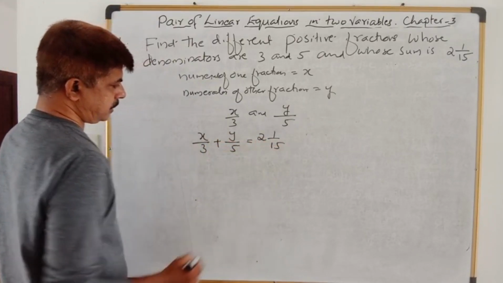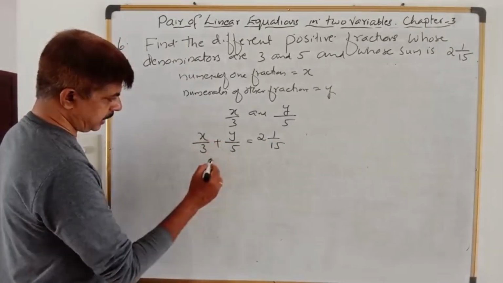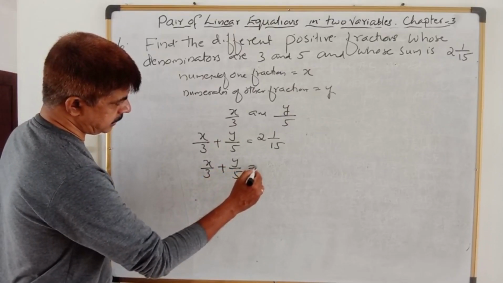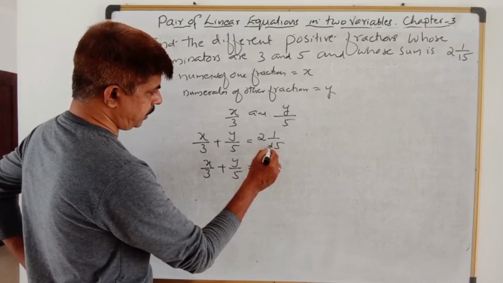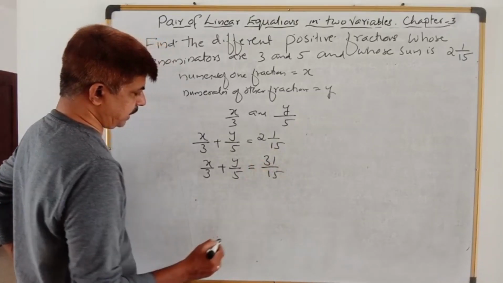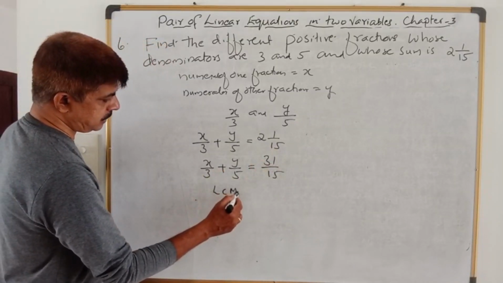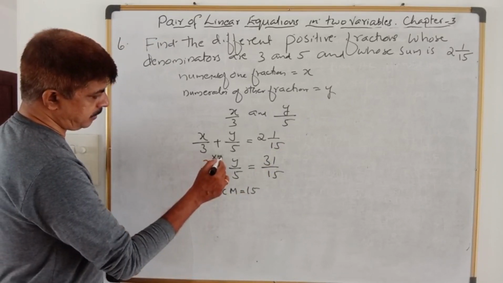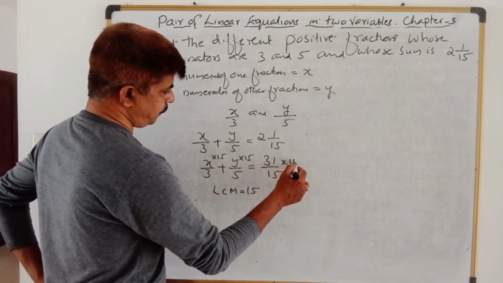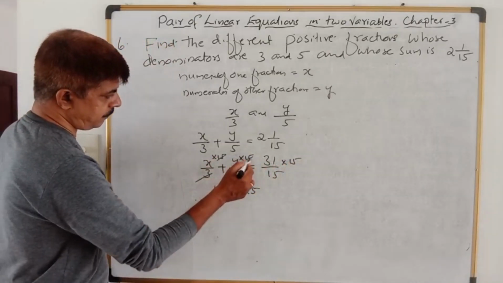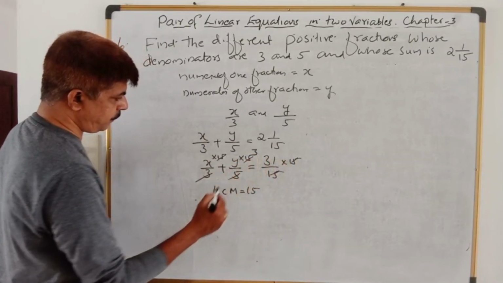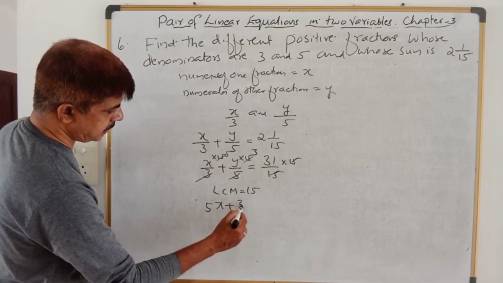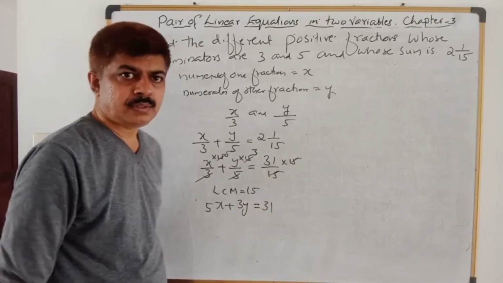According to the question, we add these two fractions, whose sum is given as 2 1 by 15. So how will you simplify? x by 3 plus y by 5 is equal to, making it improper, 31 by 15. Since the LCM is 15, we simplify to make it the general form of a linear equation in two variables. Multiply each term by 15. The simplified form is 5x plus 3y is equal to 31.